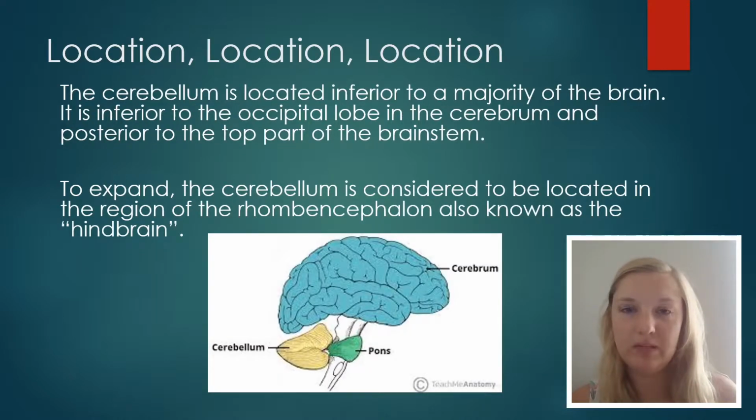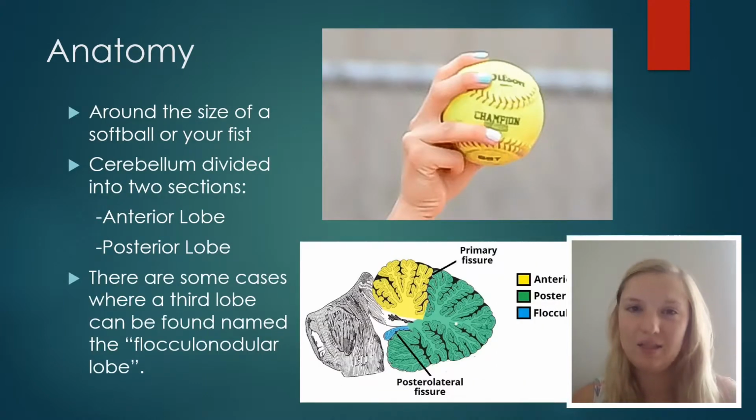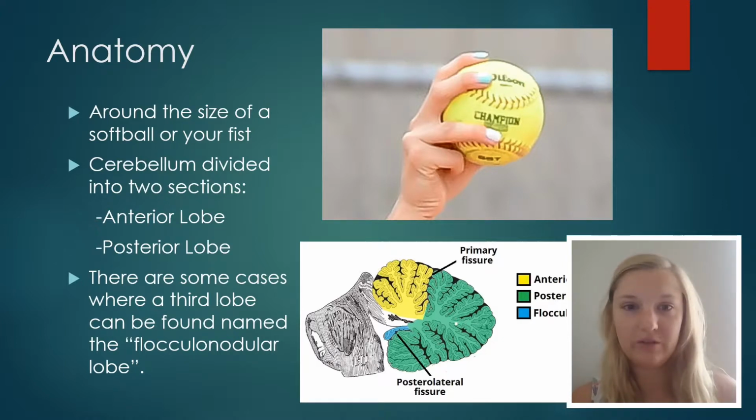The cerebellum is located inferior to a majority of the brain. It is inferior to the occipital lobe of the cerebrum and posterior to the top of the brainstem. To expand, the cerebellum is located in the region of the rhombencephalon, also known as the hindbrain. As a little bit of anatomy, the cerebellum is around the size of a softball or the size of your hand when you ball it up.